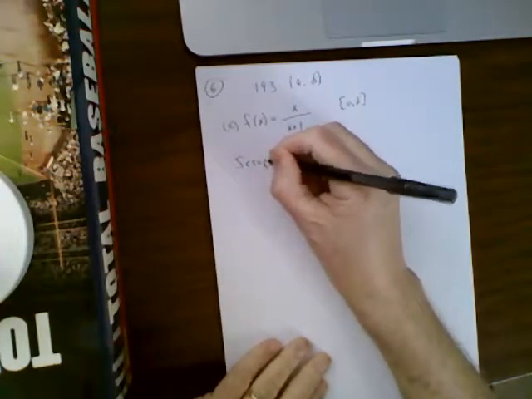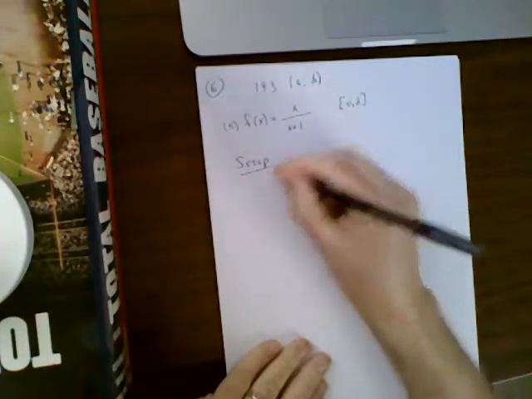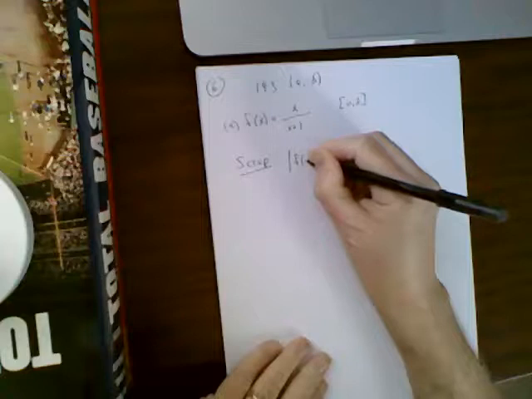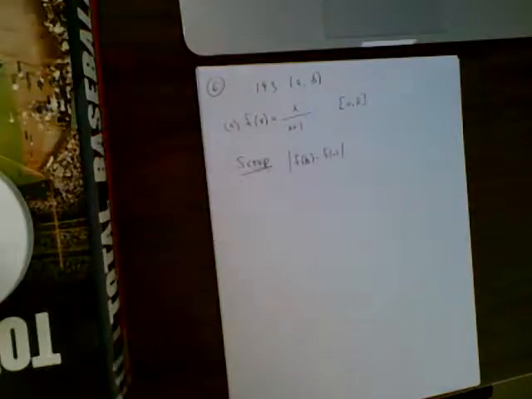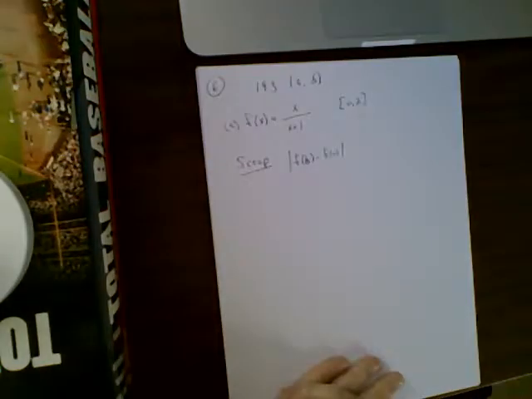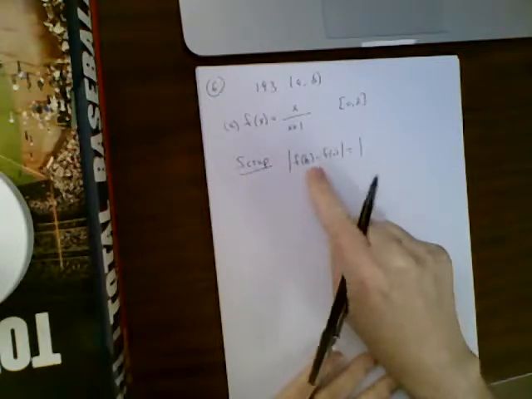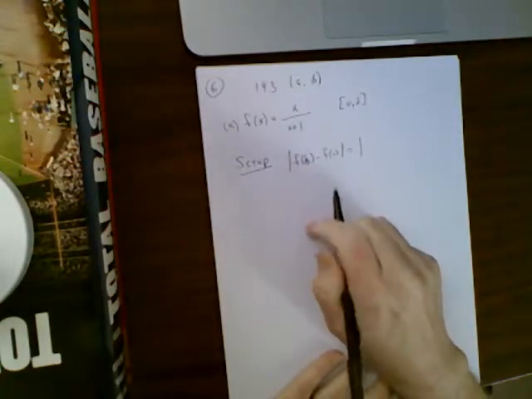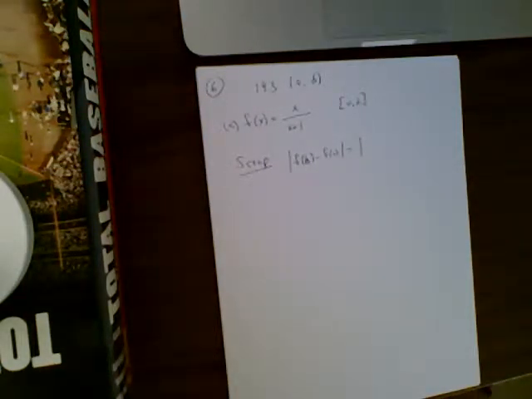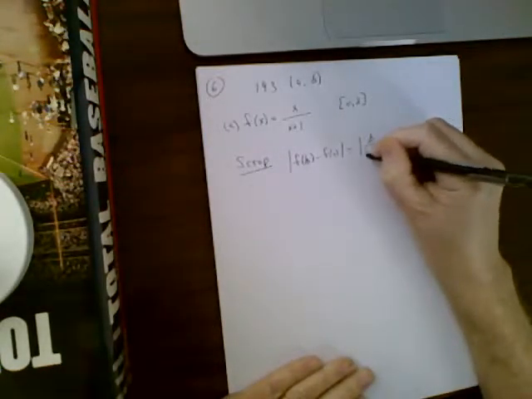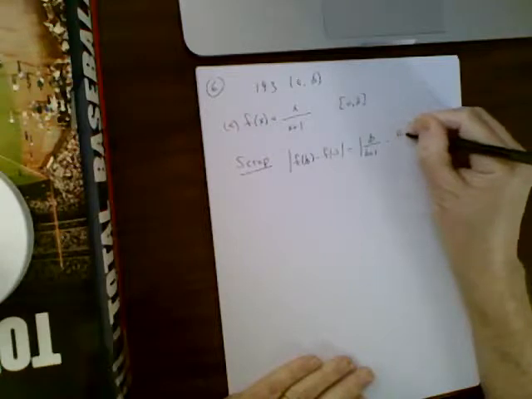So for the scrap work, let's look at the difference of two values of the function, f of b minus f of a. And we want to show that we can make this as small as possible just by keeping the distance between b and a as small as we want, because that's what we can control, how far b and a are from each other. Well, plugging in, we get b over b plus 1 minus a over a plus 1.